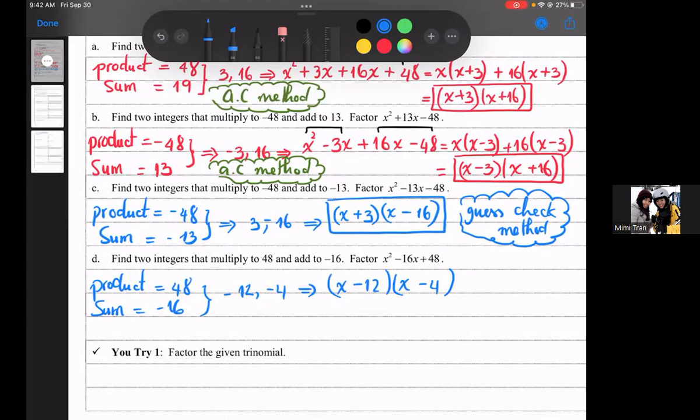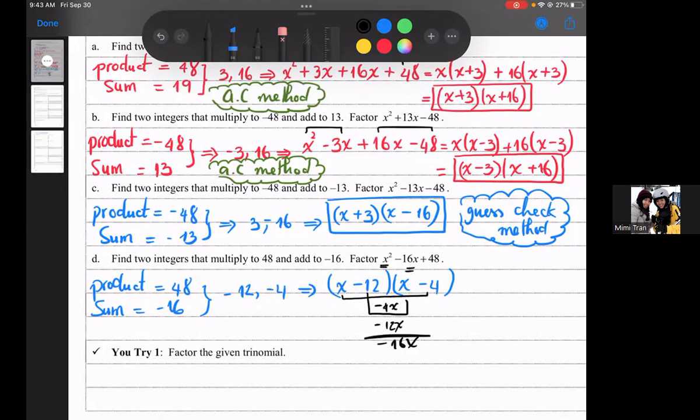You don't have to write this down. So x squared, check. I'm going to underline it with a double line so I know that I checked it. The next one, I want to check negative 16x. So x times negative 4 is negative 4x, and negative 12 times x is negative 12x, so that's negative 16x if you add them together. So yes, check.